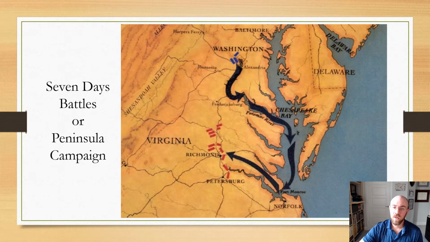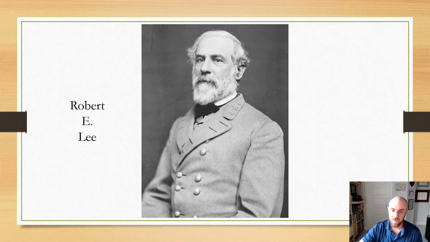So kind of the lead up to the first big turning point, you have the Seven Days Battles of the Peninsula campaign. This is where one of the Union generals pushes his way down the bay to work his way up to hopefully capture the Confederate capital of Richmond, Virginia. It doesn't go as well as he hopes, but it does have the result of putting Robert E. Lee in charge of the Confederacy.